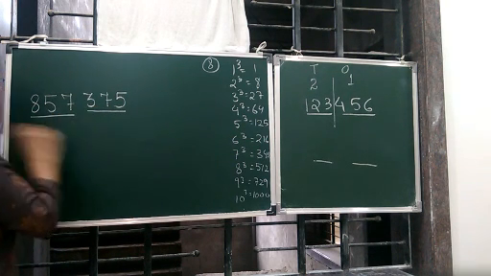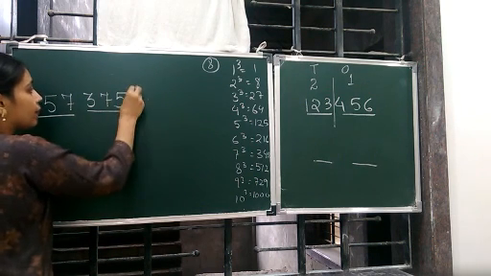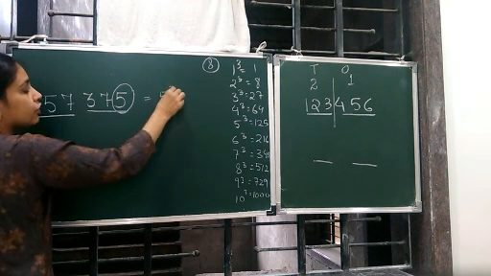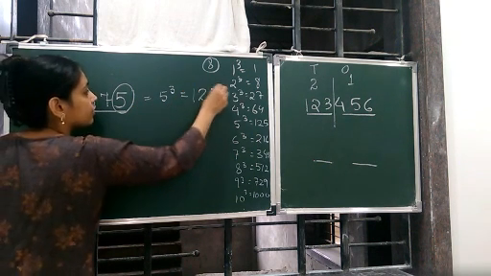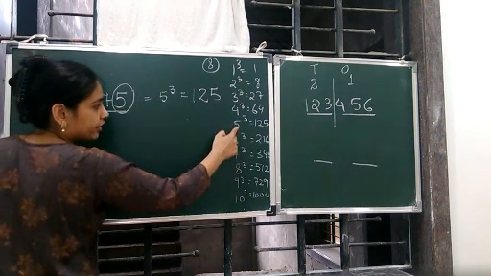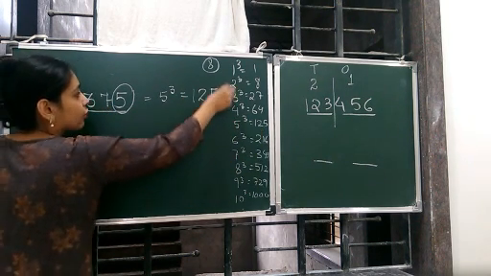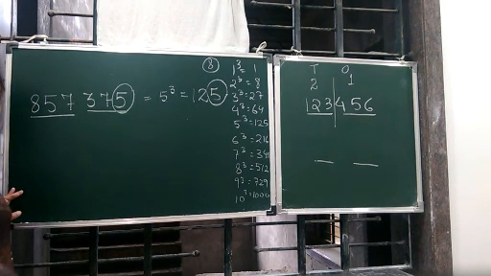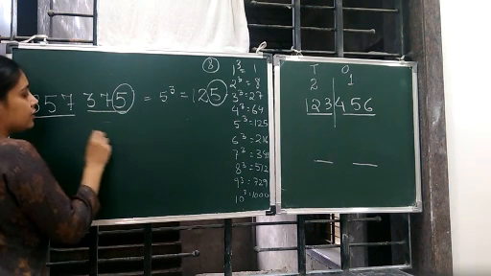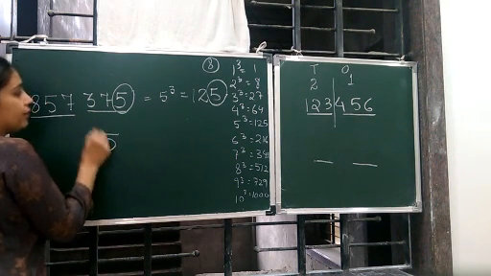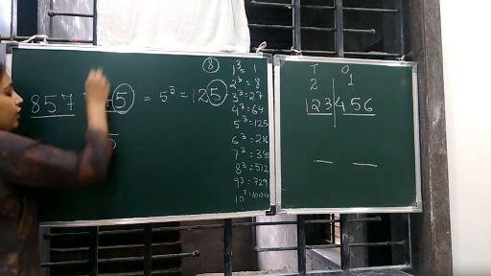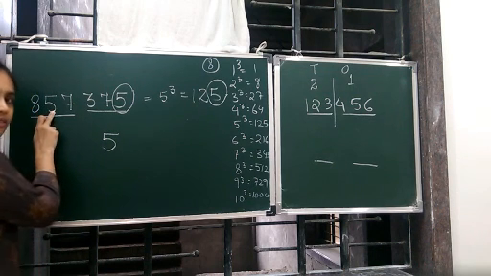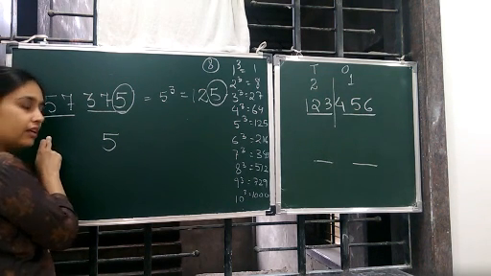In the first group, the number which is in the units place, you find the cube of it. 5 cube is 125. I have already written here. So what is the digit in the ones place? 5. That means the number that will come in ones place will be 5. This group gives us the number in the ones place, and the other group gives us the number in the tens place.